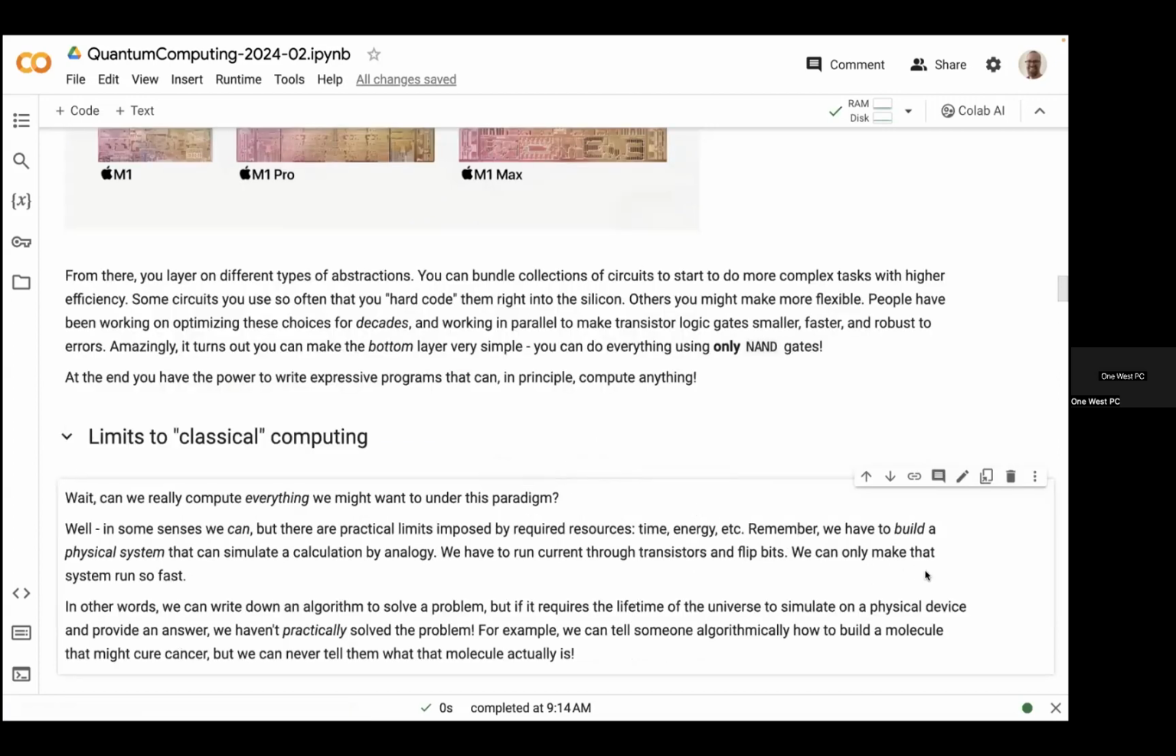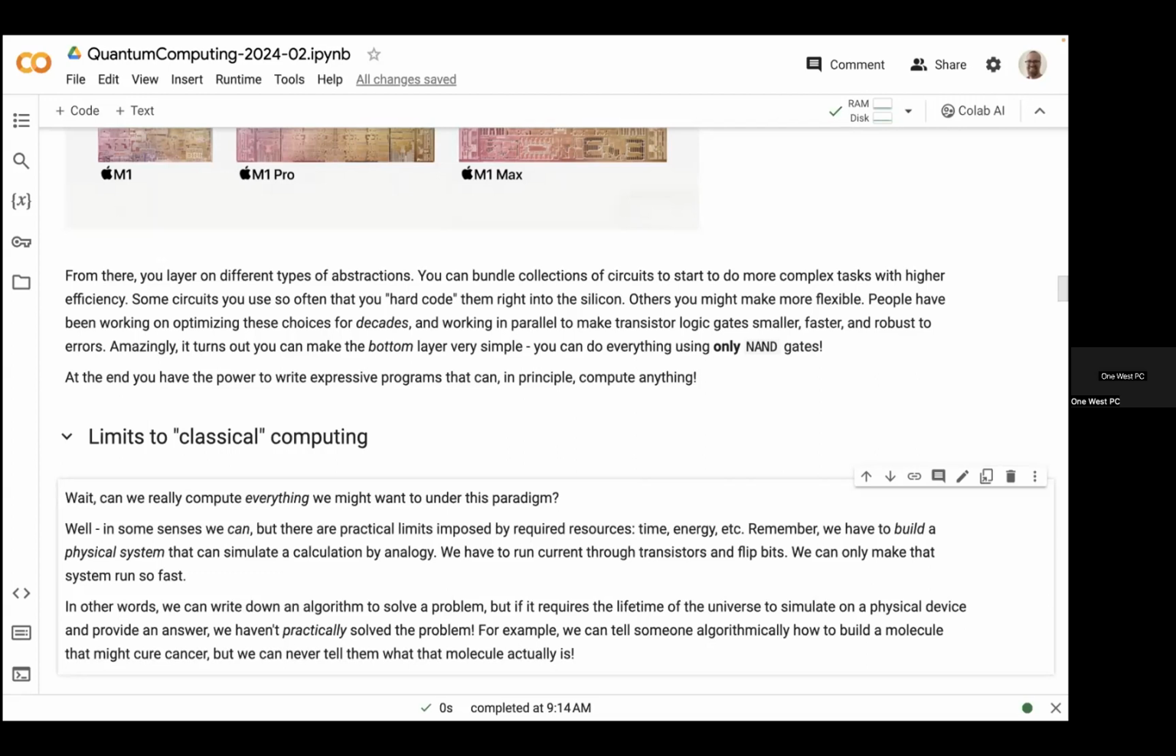So, I just said we can compute everything we want under this paradigm. Is that really true? And the answer is that in some senses you can, but you have to remember that we're driving a physical system to run our algorithm. So there's some little piece of silicon, and we're running currents through it, and we're flipping registers, and there's a physical thing that has to move for every computation we're doing. There's some electrons that move around, something like that. So we have to have a physical system that can do this. And we're running it according to these rules.